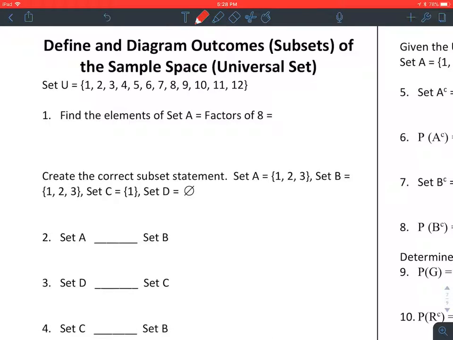Let's look at an example. Define and diagram outcomes, subsets, of the sample space, universal set. Set U contains the elements 1, 2, 3, 4, 5, 6, 7, 8, 9, 10, 11, and 12, so the integers from 1 to 12. Number 1, find the elements of set A if set A equals the factors of 8. Well, factors of 8 that are in this set are 1, 2, 4, and 8. We could say that set A is a subset of set U, U being the universal set.